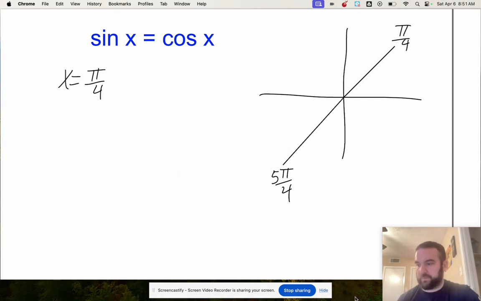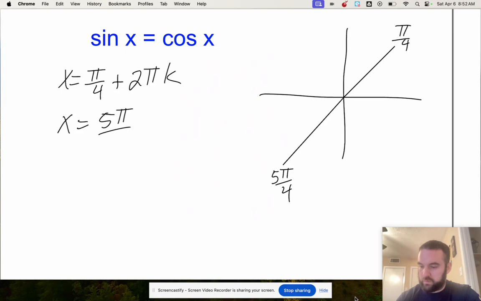So x is pi over 4 plus 2 pi k, and then x could also be 5 pi over 4 plus 2 pi k. This is correct, but it's not the simplest way I could write that answer.